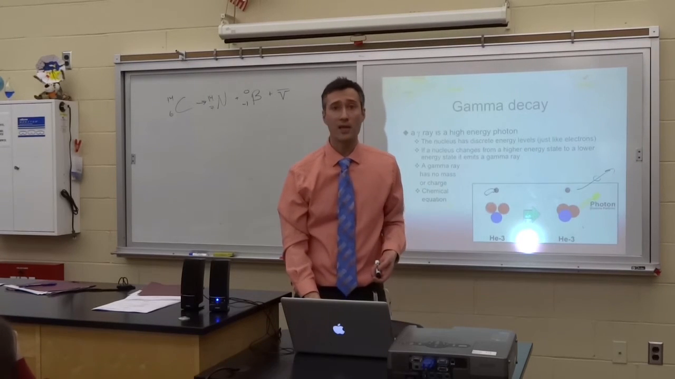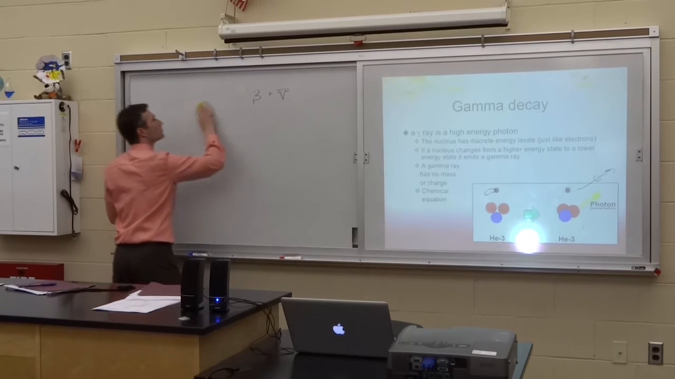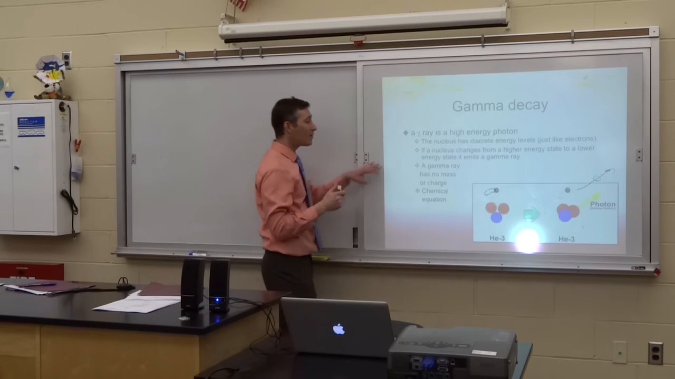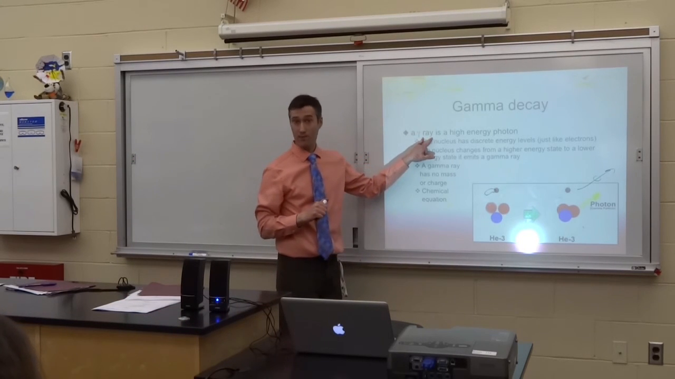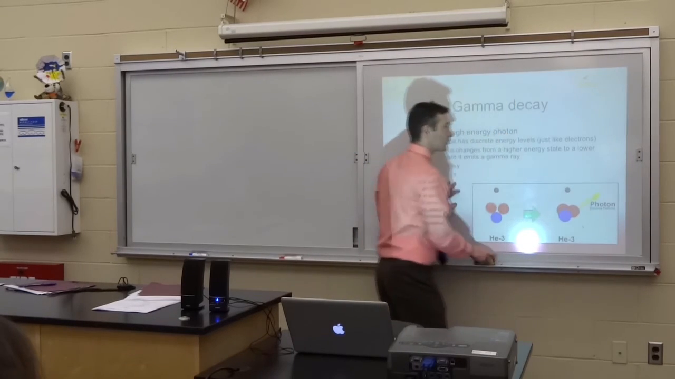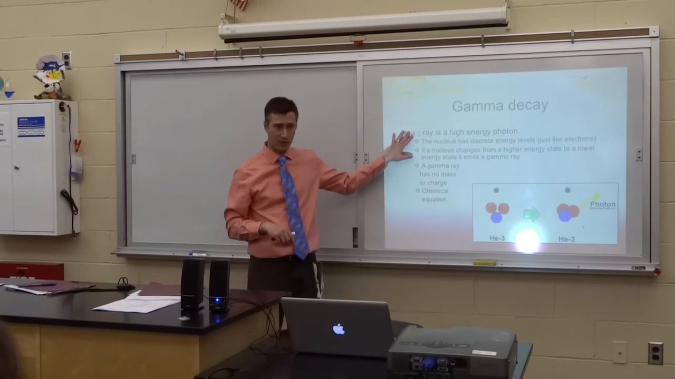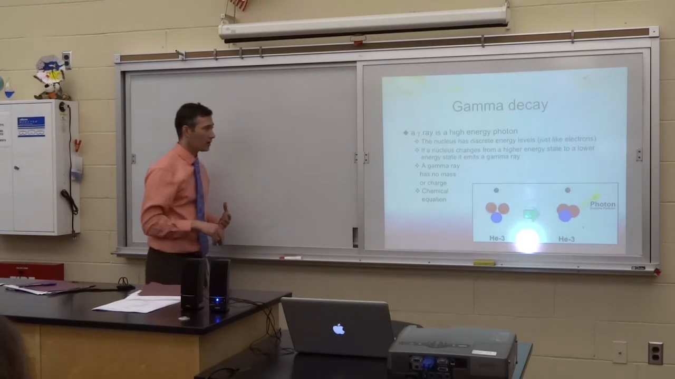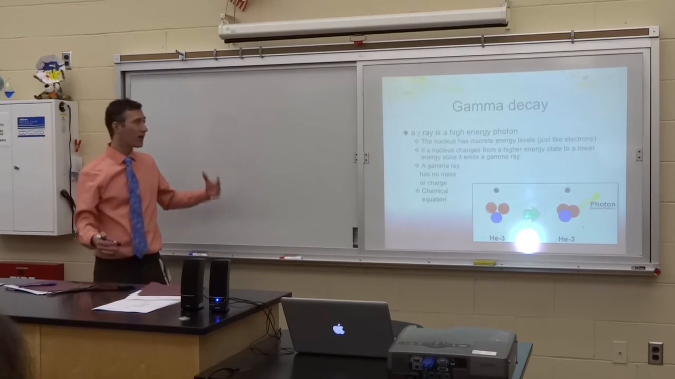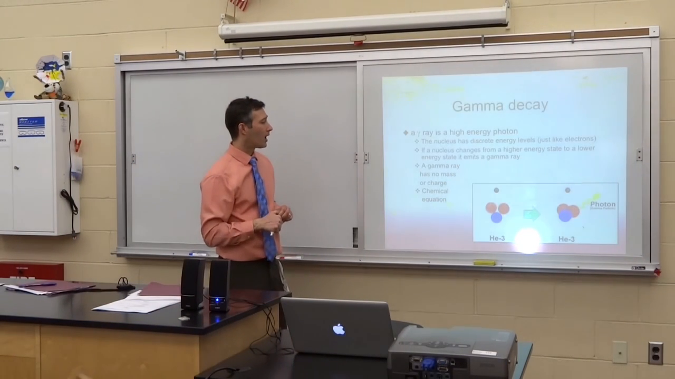Let's move on to gamma decay. Gamma is the easiest of the bunch. So a gamma ray, not particle, a gamma ray is just electromagnetic radiation. It's just a very high energy photon, a very high frequency photon, right? Very similar to microwaves, X-rays, visible light. A gamma ray is just electromagnetic radiation.